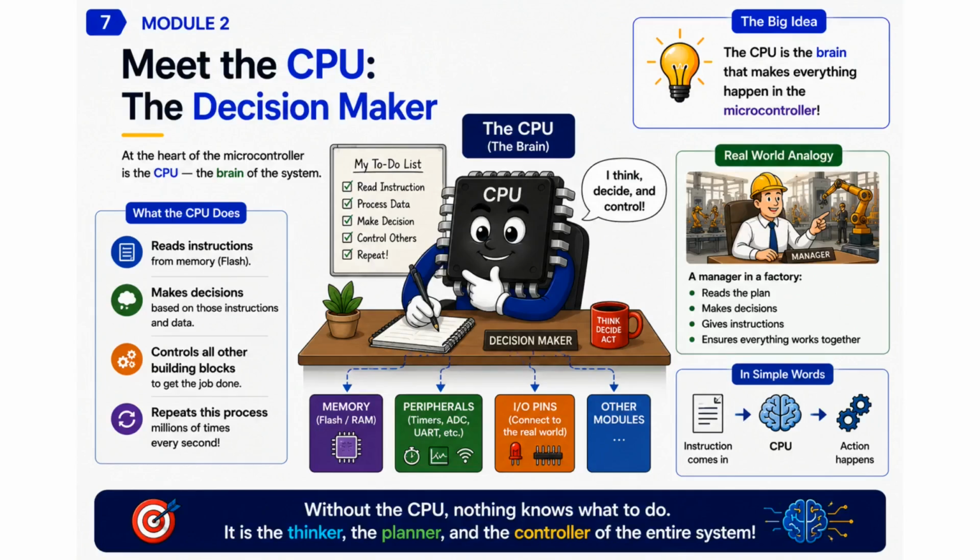In simple words, the process is very straightforward. An instruction comes in, the CPU thinks about it, and then an action happens. This cycle repeats millions, or even hundreds of millions of times every second. Without the CPU, none of the other parts know what to do. The CPU is the thinker, the planner, and the controller of the entire microcontroller. It is truly the decision maker at the heart of every embedded system.